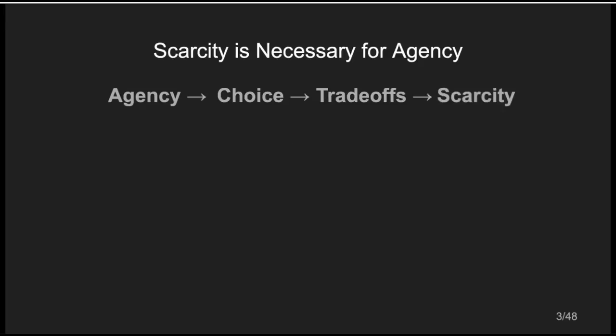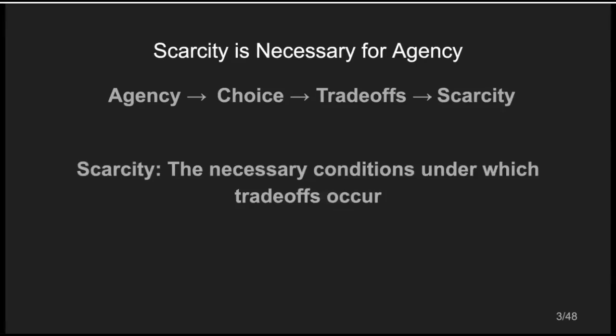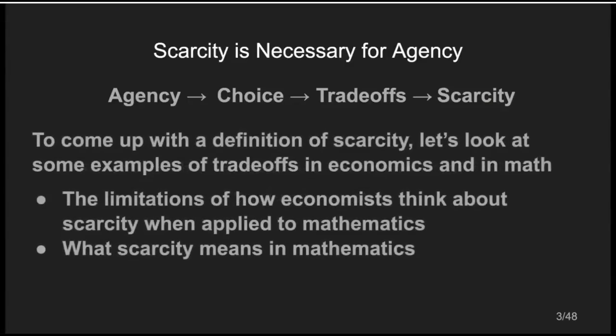What's necessary for trade-offs? I'm going to argue this bottoms out at scarcity. Scarcity, I'm going to define as the necessary conditions under which trade-offs occur. That's quite vague at the moment. We're going to be more specific, but this is the sort of pyramid here. Agency ultimately requires scarcity to make sense as a modeling decision. So what we're going to do here is come up with a more specific definition of scarcity.